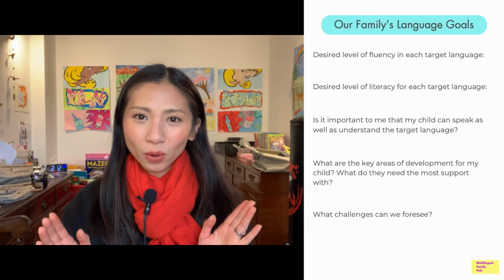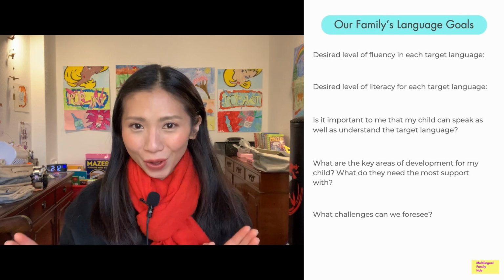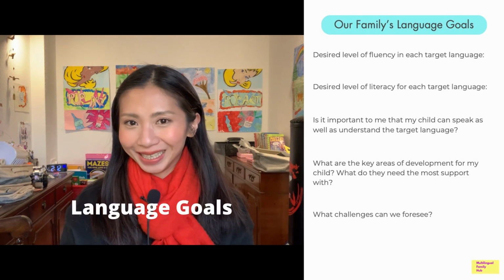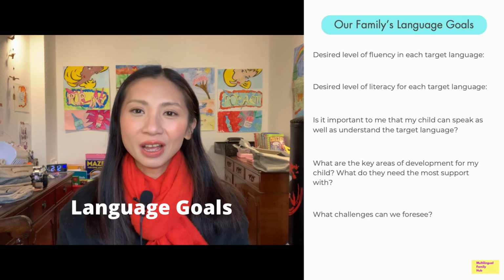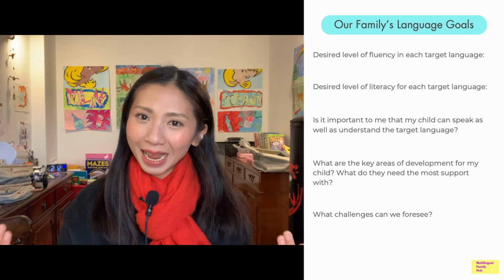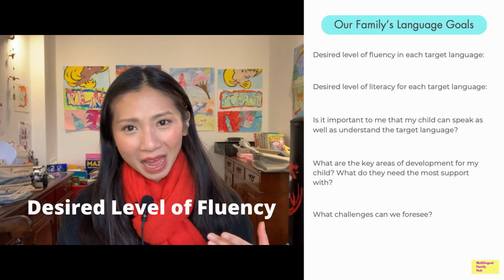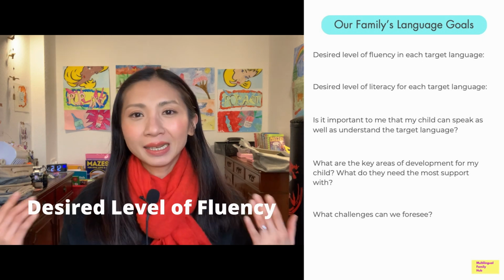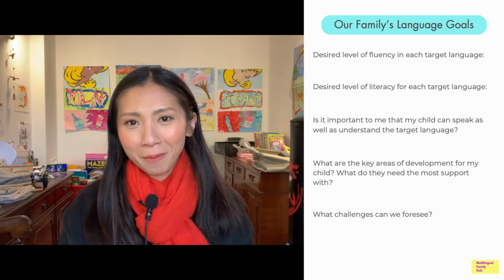Now, moving on to page 4 of the PDF. This section is all about your family's language goals. First, what's your desired level of fluency in each target language? For example, your target language for your child is Spanish. Your desired level of fluency might be native level, meaning that you would like your child to be as fluent as a native Spanish speaker.